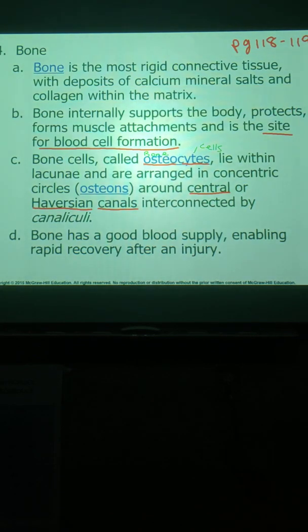And then bone tissue is the most rigid connective tissue. It's actually the most rigid tissue in the body. It has deposits of calcium, mineral salts, phosphorus, we'll talk about that when we get into the skeletal system, and collagen within the matrix. So the material around the cells has calcium, mineral salts, and collagen around it. Bone internally supports the body, protects, forms muscle attachment, and is the site for blood cell formation.